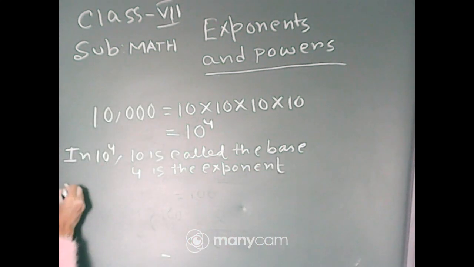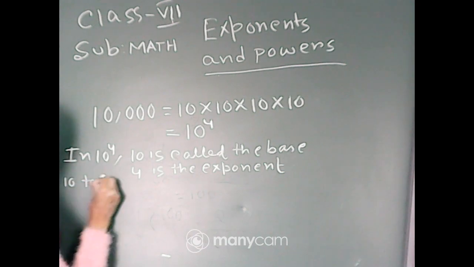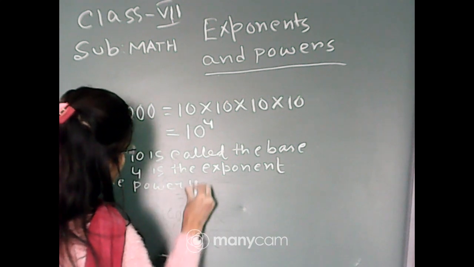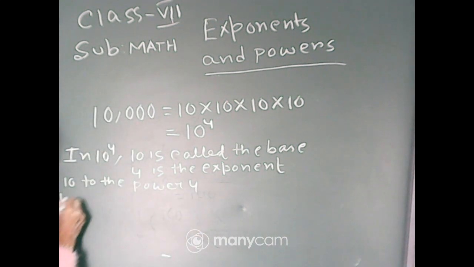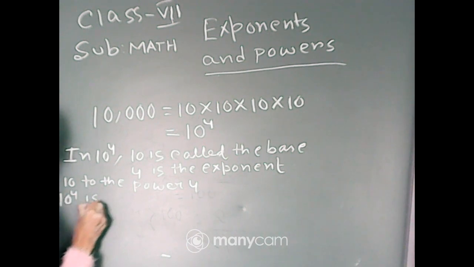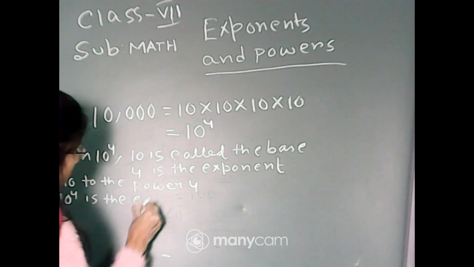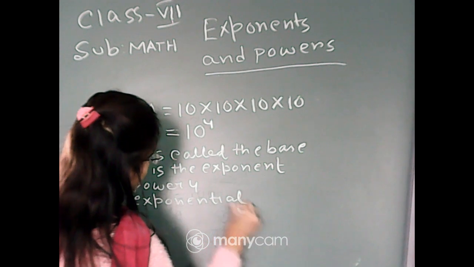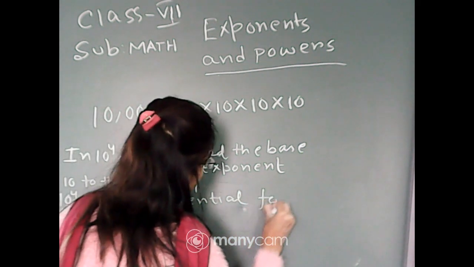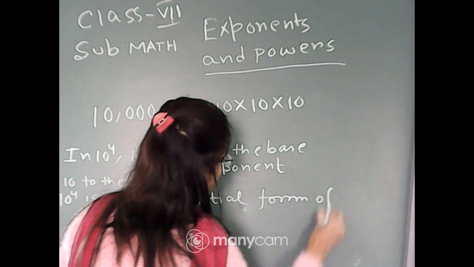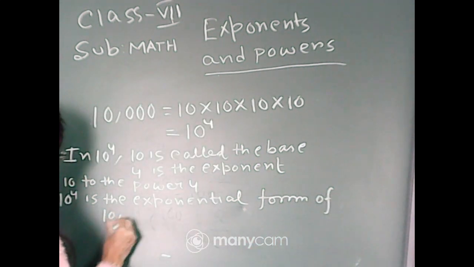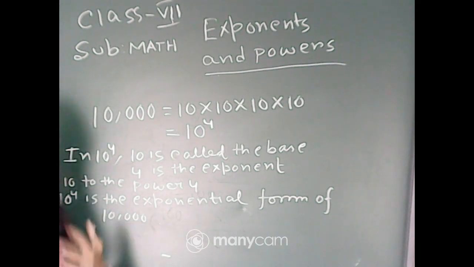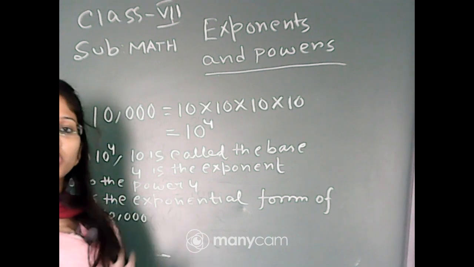And we read it as 10 to the power 4, and you can say that 10 to the power 4 is the exponential form of 10,000. Clear?